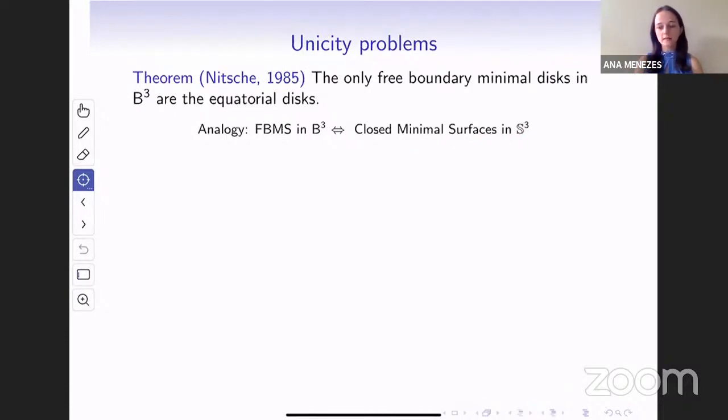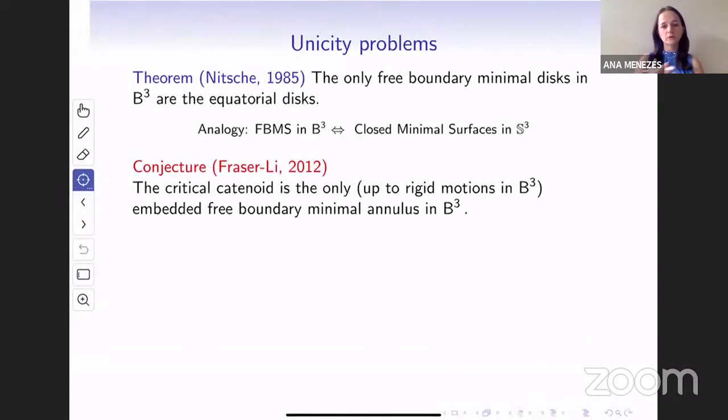Okay, so it's natural to ask if we also have the uniqueness for the critical catenoid, right? Is the critical catenoid the only free boundary minimal surface in the ball with the analogous topology? And this is a well-known conjecture by Ilana Fraser and Martin Li, which is still open, although we do have some particular cases that are known, and we'll mention a couple of them at the end. Okay, and thinking about the analogy, you can see that this conjecture is the analog of the Lawson conjecture, which was proved by Brendle, and says that the Clifford torus is the only embedded minimal torus in S3, right?